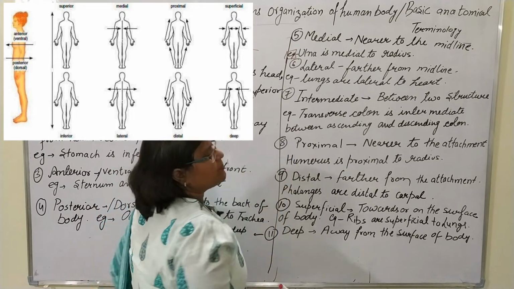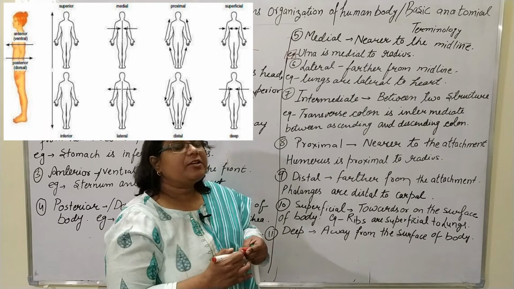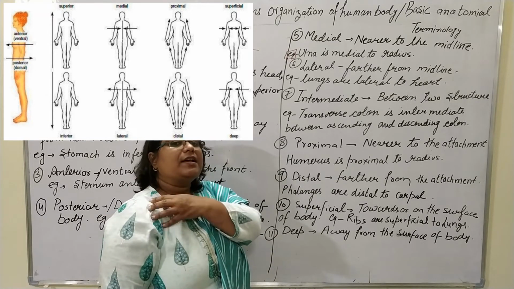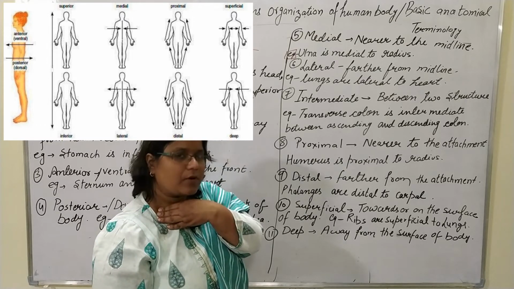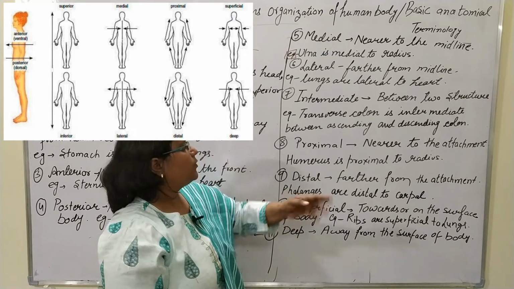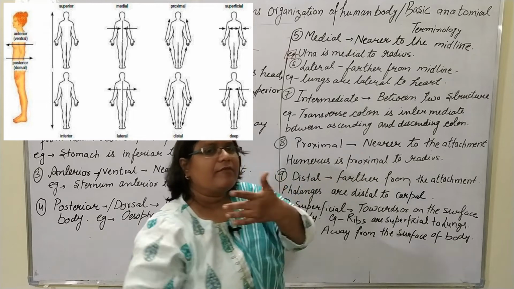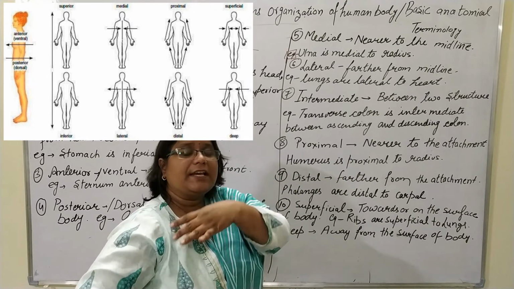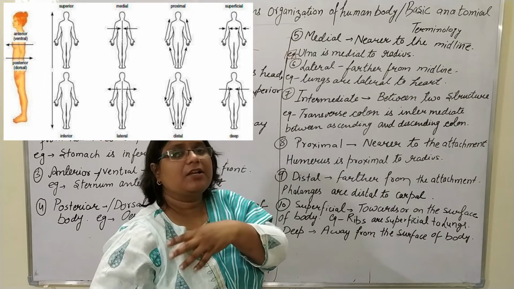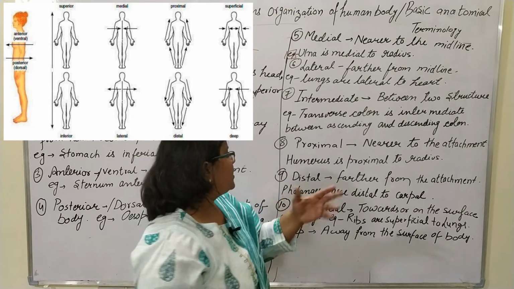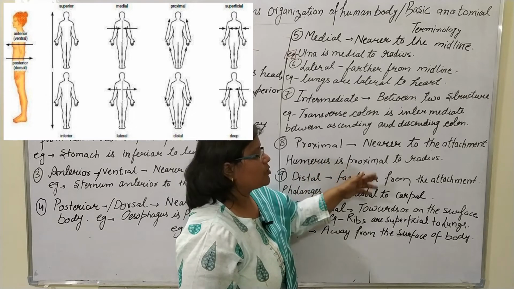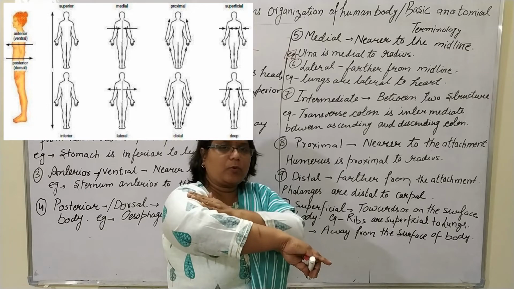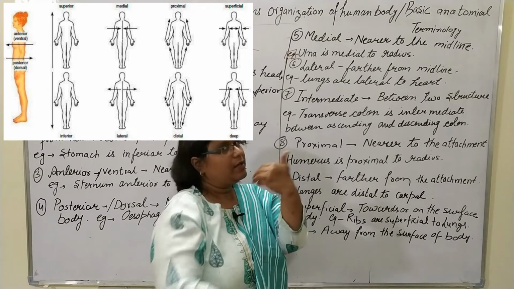Now the proximal. Proximal means nearer to the attachment. For example, the shoulder is proximal to the collar bone. Nearer to the attachment. We can say the humerus is proximal to the trunk, or for example, the humerus is proximal to the radius. Here this bone is present, so the humerus is proximal to the radius.